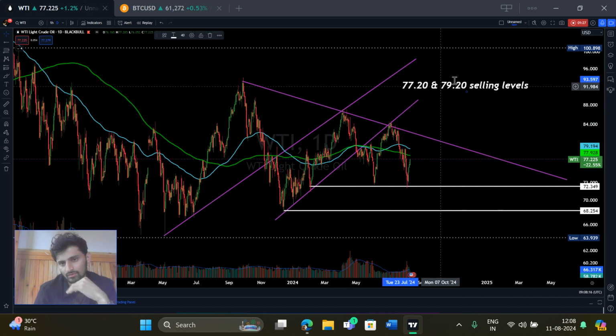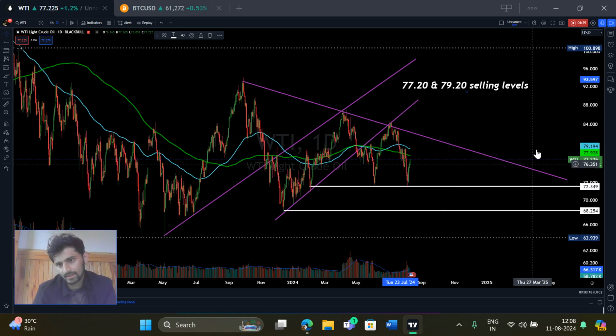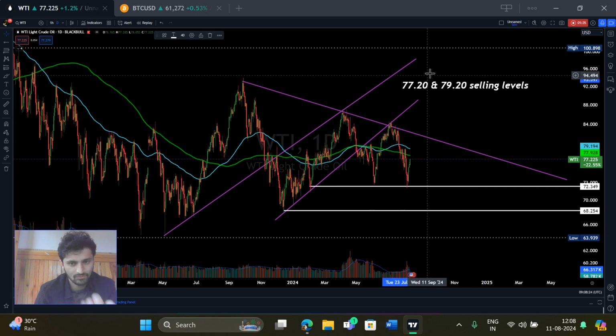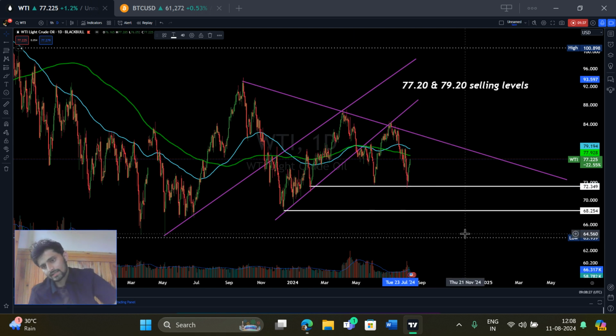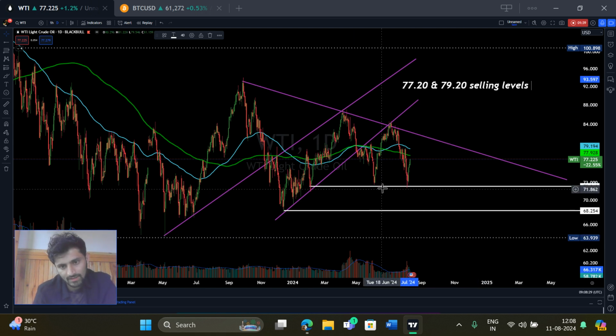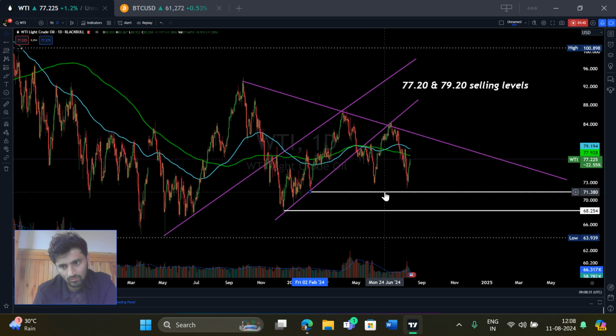If it breaks 77, we can wait for 79.20. So we can sell from there. Target, we have a 69 level on the downside, once at the 67, 71, 68, 69 levels.